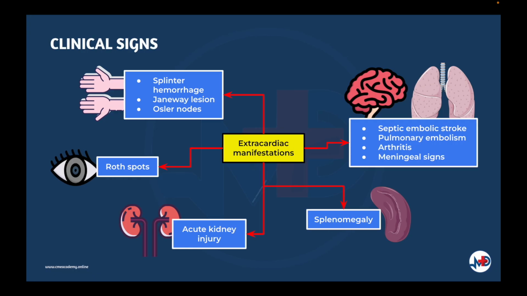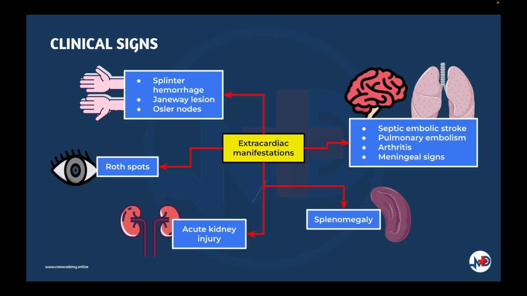For extracardiac manifestations, patients can present with petechiae in the fingers, which is known as splinter hemorrhage. Janeway lesions, which are due to smaller emboli blocking smaller vessels and causing microinfarction, are among other cutaneous manifestations seen in endocarditis. Osler nodes can also occur due to immune complexes deposited subcutaneously. Roth spots happen due to immune complexes causing vasculitis in retinal vessels.